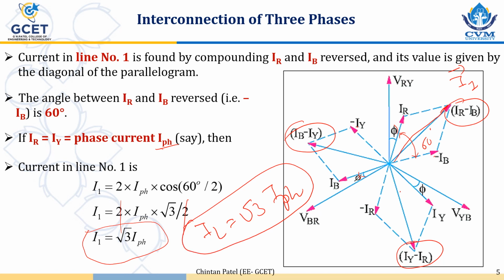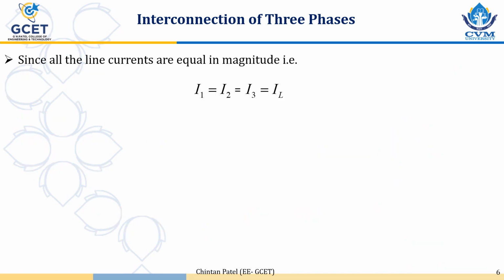For the remaining two line currents I2 and I3, the similar equation will be applied, because it is a perfectly symmetrical system. In short, we can write I1, I2, I3 is equal to IL, and the final relation in a three-phase delta connected network is IL is equal to root 3 I phase.